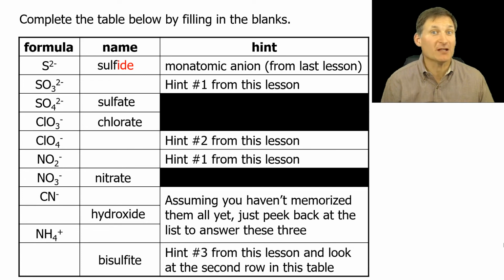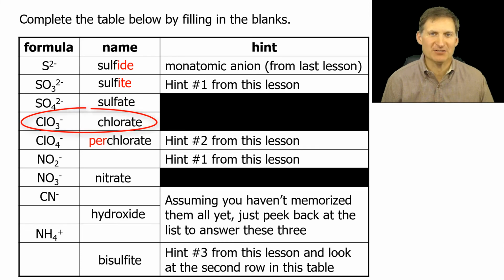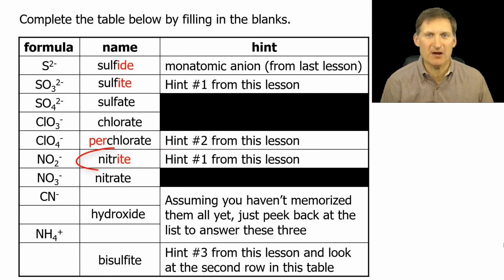This first one deals with the last lesson. Monatomic anions change their ending to IDE, giving us sulfide in this case. Since we were told that sulfate has 4 oxygens, then the sister oxyanion with 3 oxygens has the ite ending, giving us sulfite. Since we see chlorate has 3 oxygens, the sister oxyanion with 4 oxygens must then be perchlorate. Nitrite is the answer here for the same reason sulfite was the answer here.